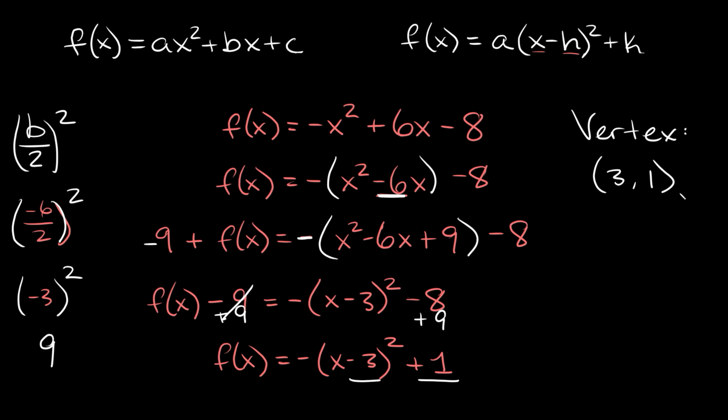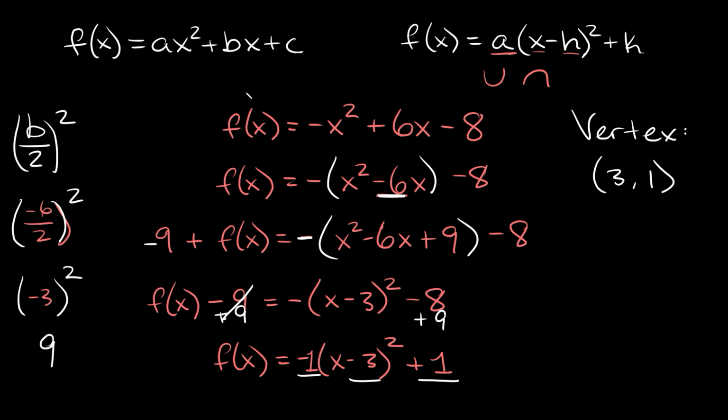+3, +1. And also one thing that I forgot to point out in the first problem is this number right here, a, tells us which way the parabola opens. So if this number right here is positive, your parabola opens up. And if this number here is negative, it opens down, okay? So here we have essentially a -1. So that means that this parabola, this function, would open down.